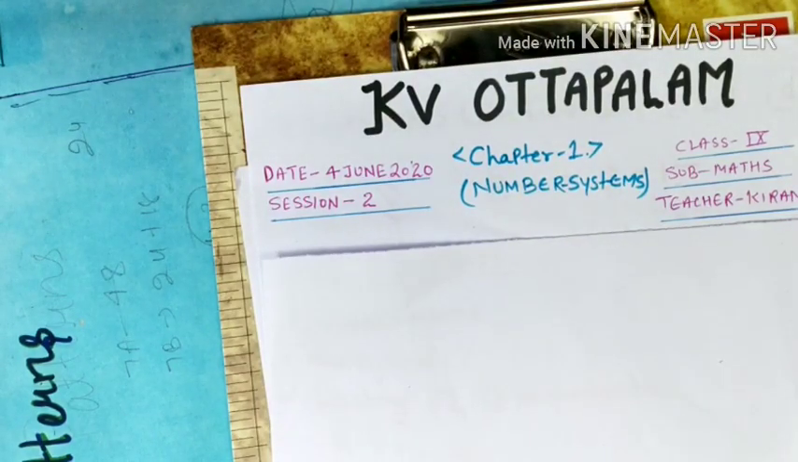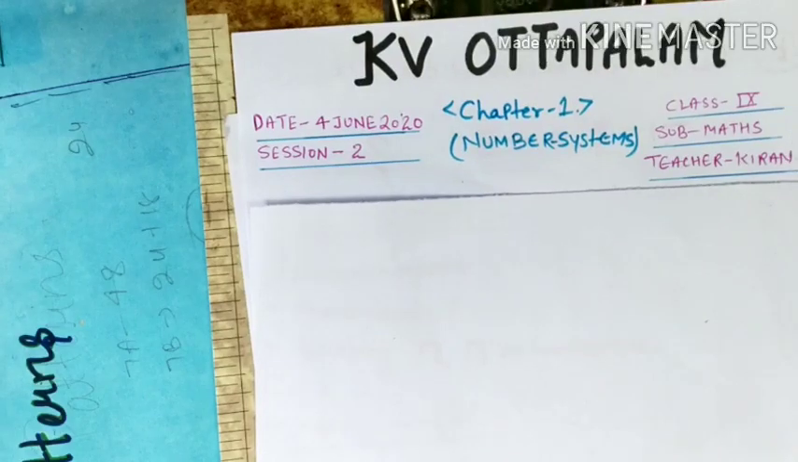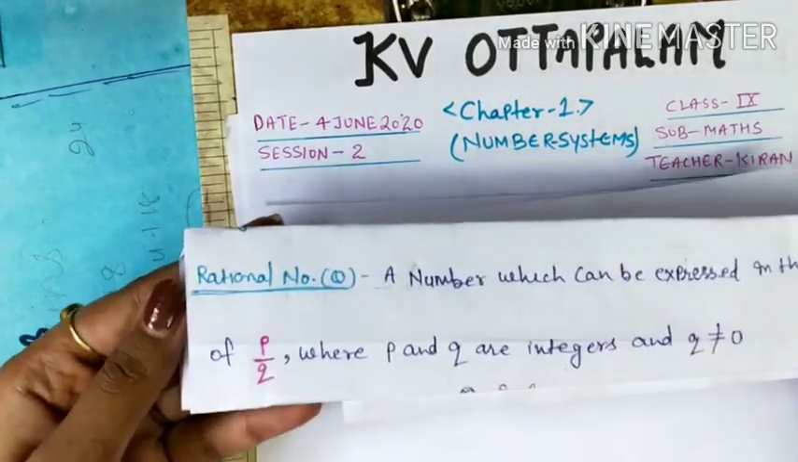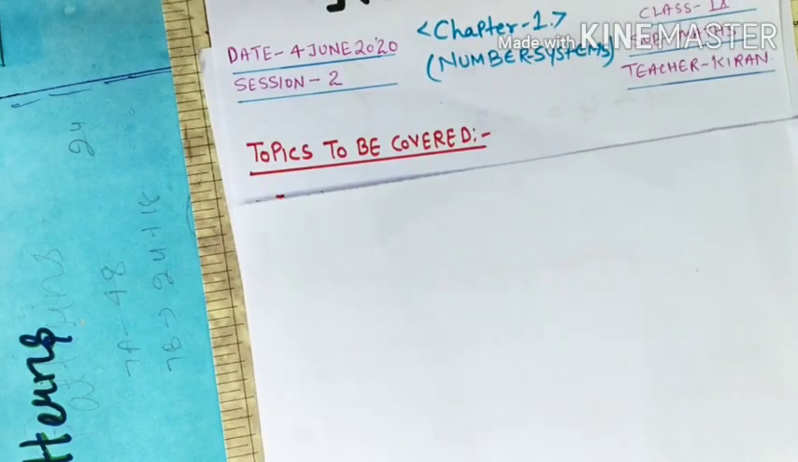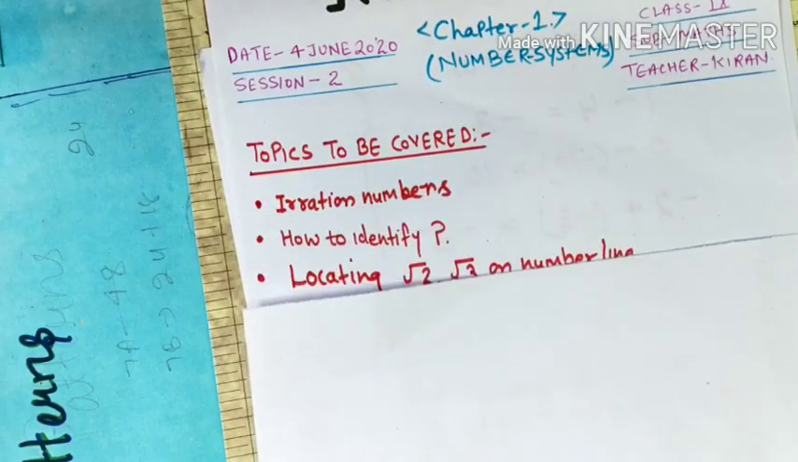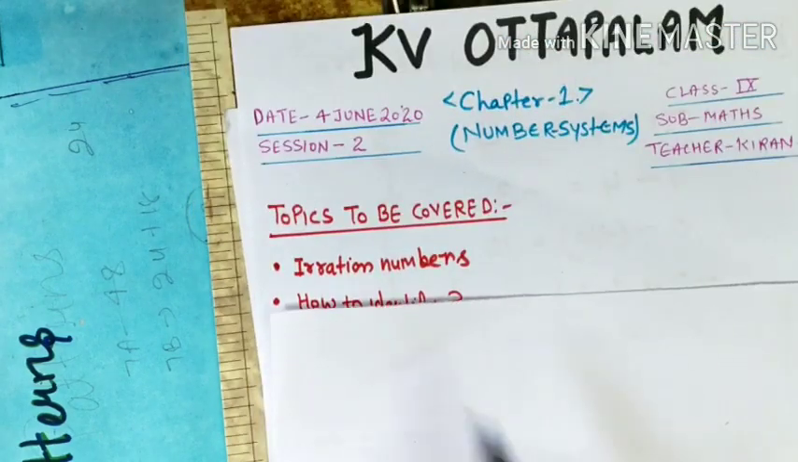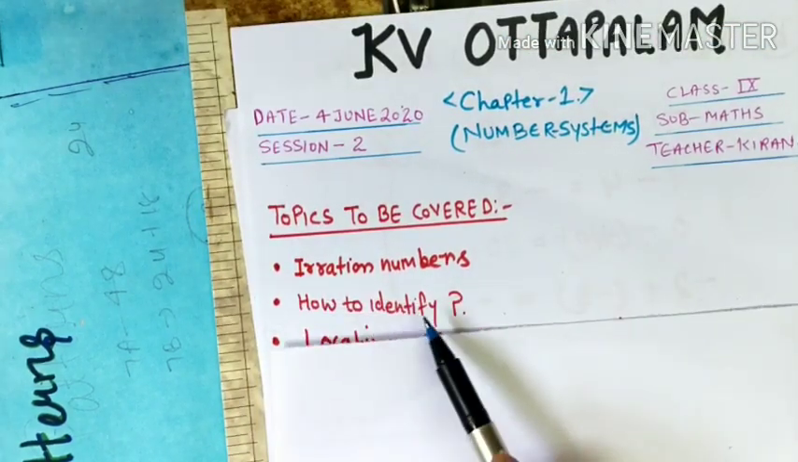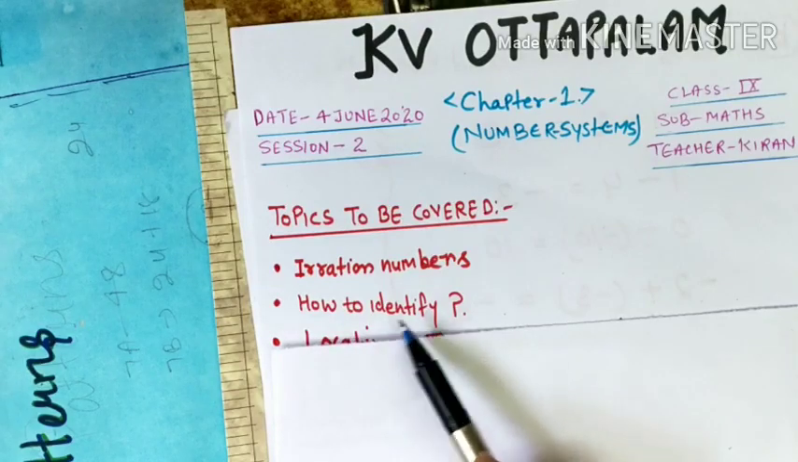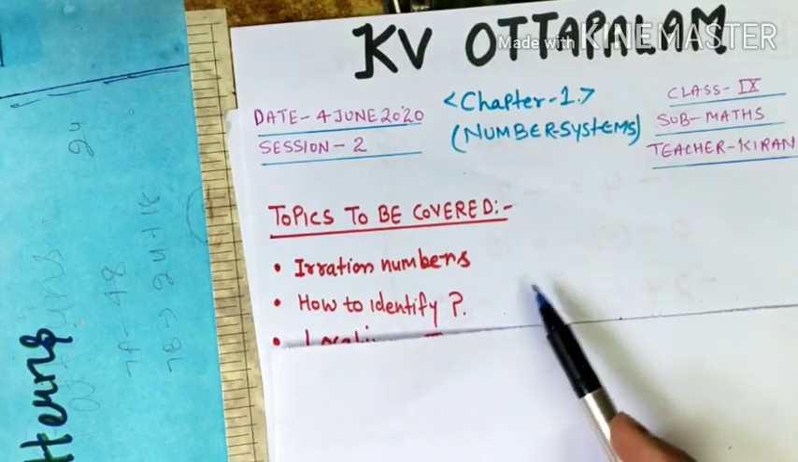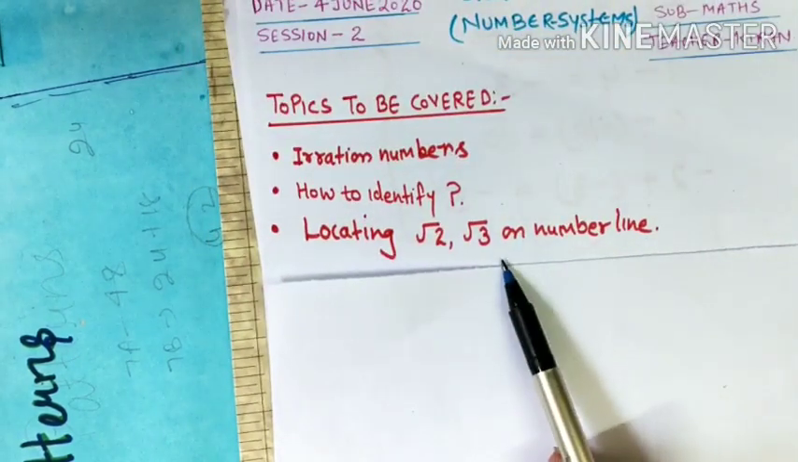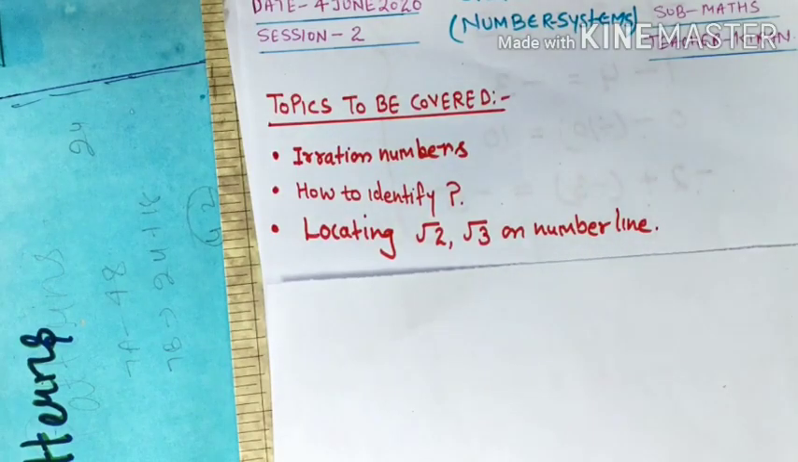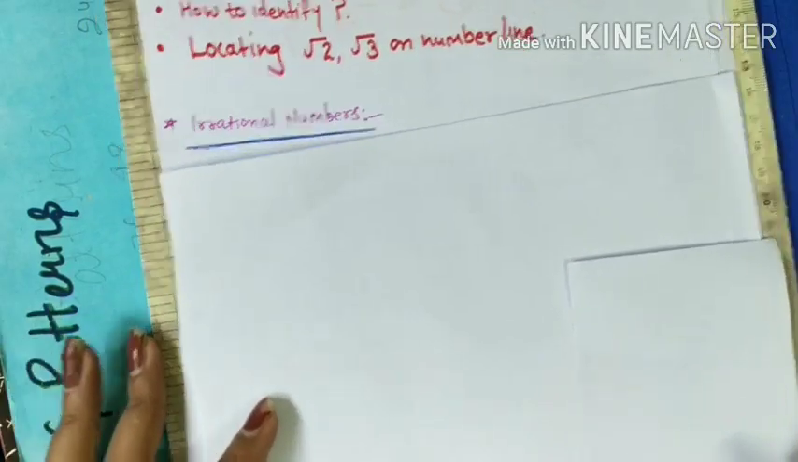As you know, children, in session 1 we studied about rational numbers. Today we are going to learn about irrational numbers. So, topics to be covered in today's session are irrational numbers, how to identify whether the given number is rational or irrational, and third topic is locating under root 2, under root 3 on number lines. Let's move to irrational numbers.